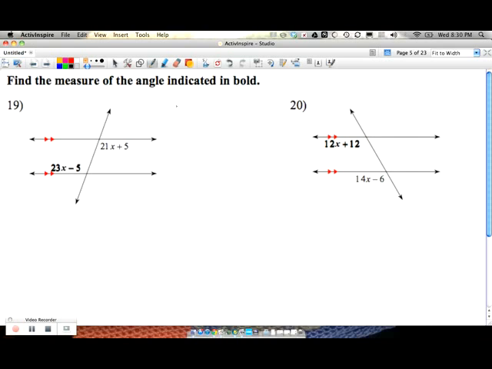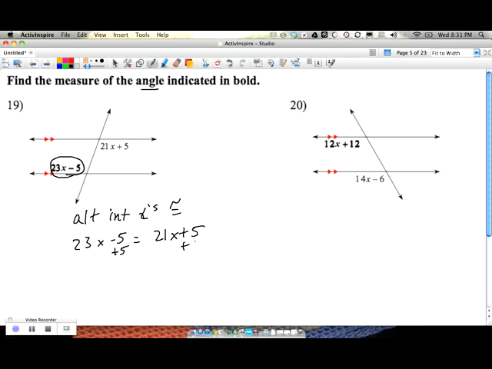Alright, let's look at now putting those two steps together. Knowing the angle relationship, finding x, and then plugging it back in. Okay, so notice it's asking us to find the one that's in bold, which in this case is this one down here. Well, what I notice when I look at these two angles is that they're alternate interior angles, and alternate interior angles happen to be congruent. And that means that if I have alternate interior angles that are congruent, I can set these two equal to each other, because that's what congruent means. It means equal. So that tells me 23x minus 5 is equal to 21x plus 5.